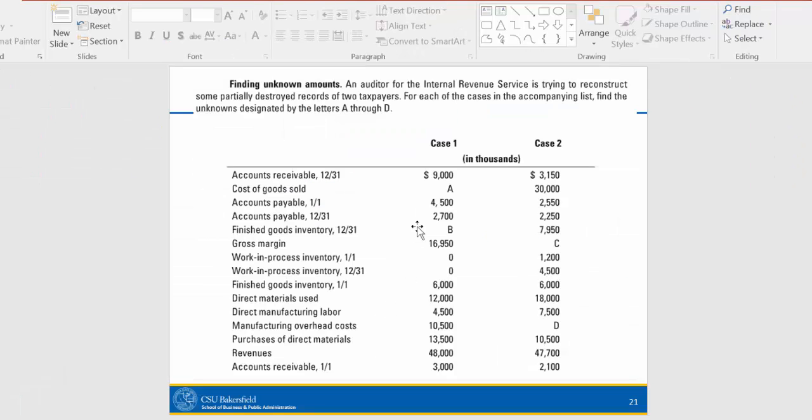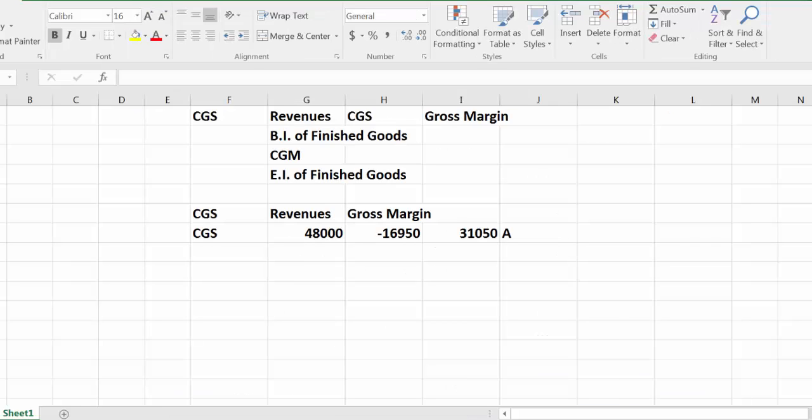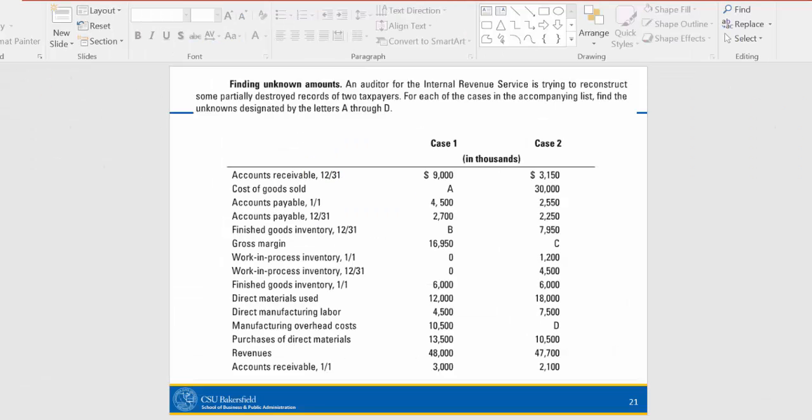Alright, so let's look at part B. Part B says finished goods inventory. If you look at case 1, we're looking at from January 1st all the way to December 31st. So this finished goods inventory actually is the ending inventory. That's called a finished goods inventory. If you look at the finished goods inventory, there is one place basically where we can have a formula for that.